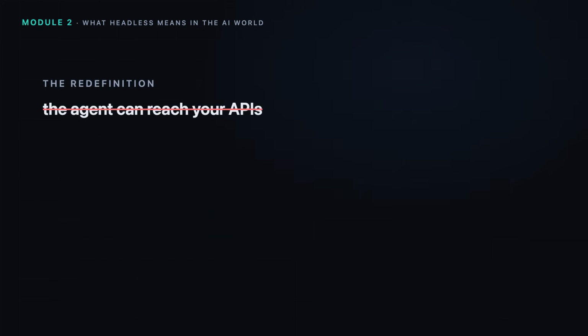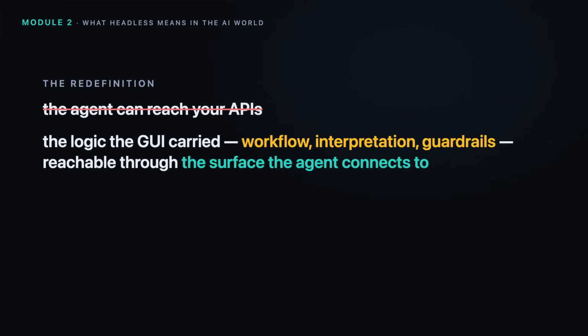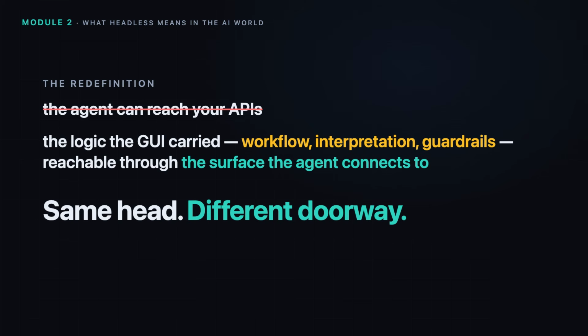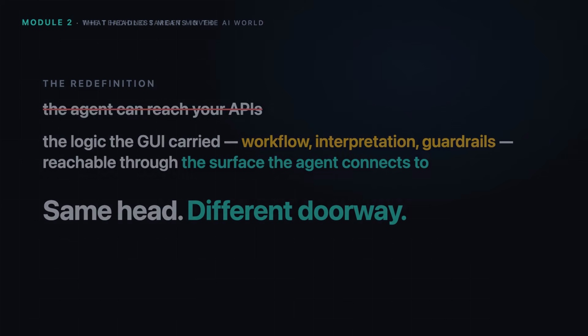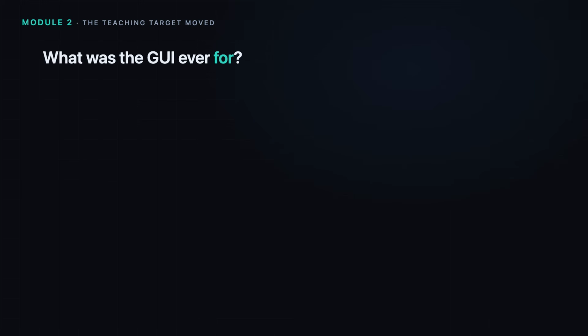And it is not that the agent can reach your APIs. It means the application logic that used to live in the GUI, the workflow, the interpretation, the guardrails, is now reachable through the surface the agent connects to. Same head, different doorway.